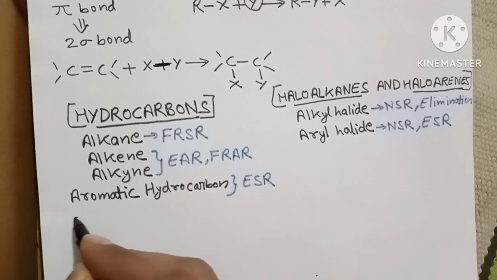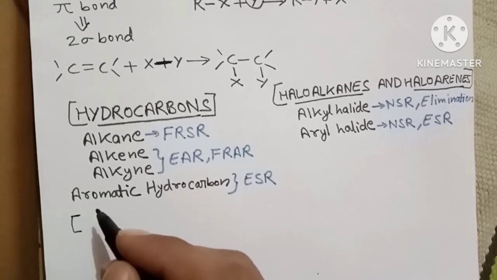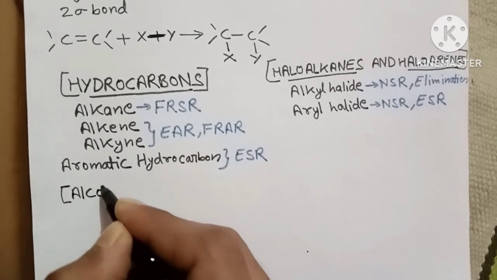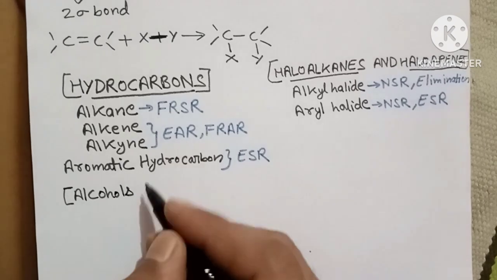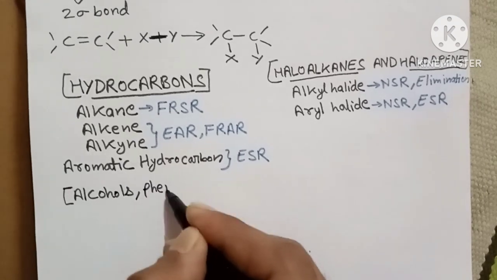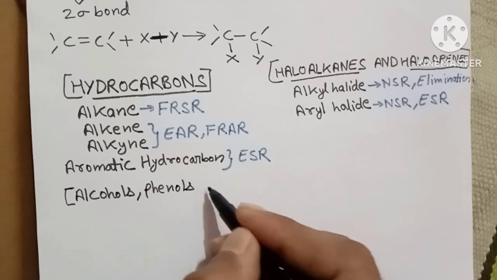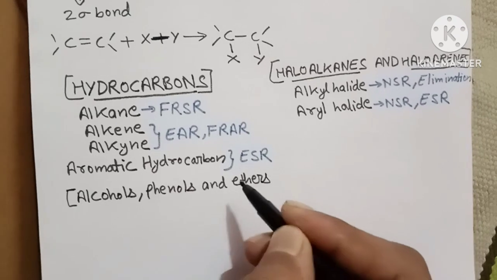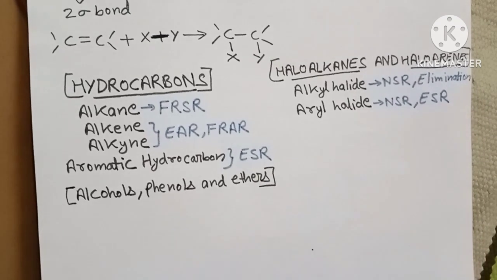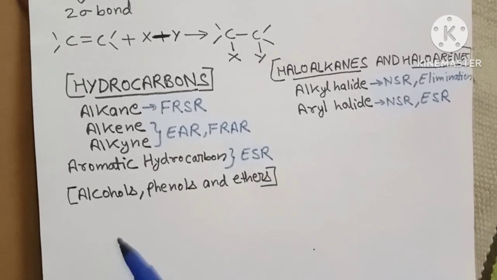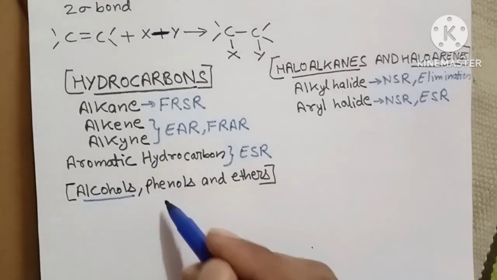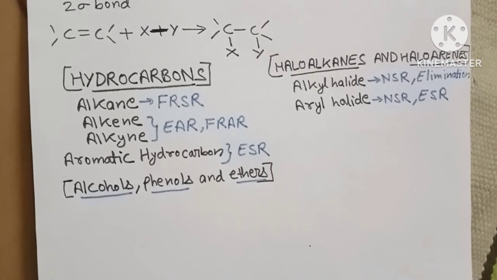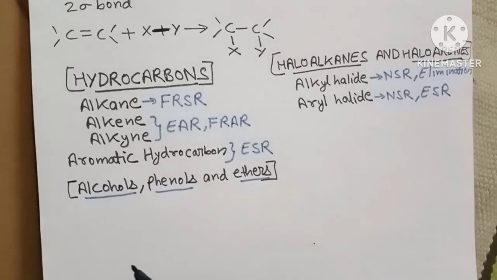So here we are going to see, this is also a chapter in class 12, alcohols, phenols and ethers. So this is the chapter in which we have alcohols here, phenols here, and ethers. Three different compounds are present here.